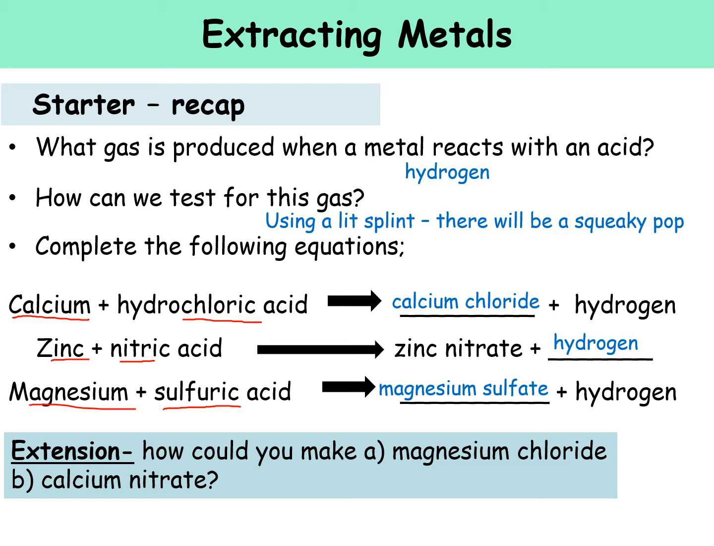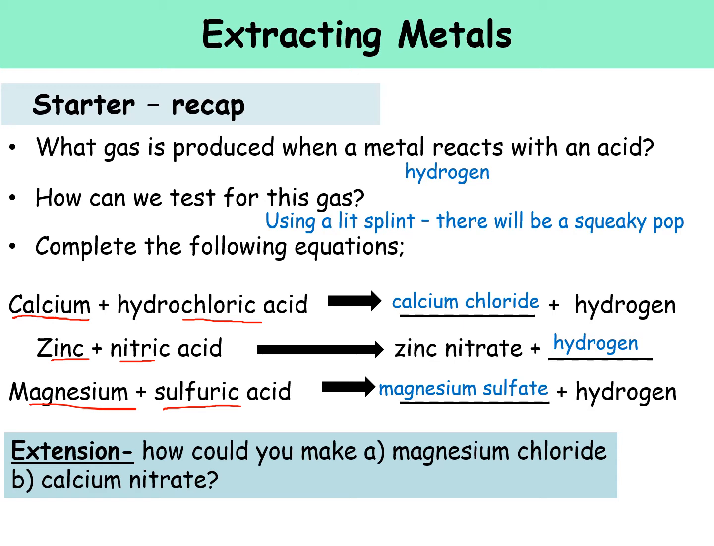Now, if you had a go at the extension question, you could make magnesium chloride by reacting magnesium metal with hydrochloric acid. That would make magnesium chloride plus your hydrogen again. And calcium nitrate you could make by reacting calcium with nitric acid. I wonder if you said those things.